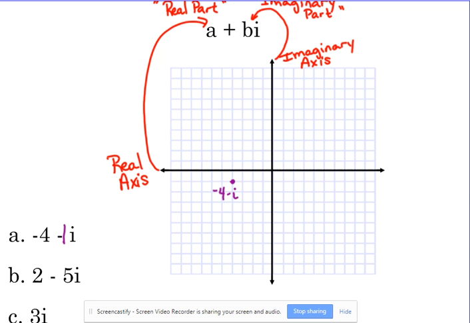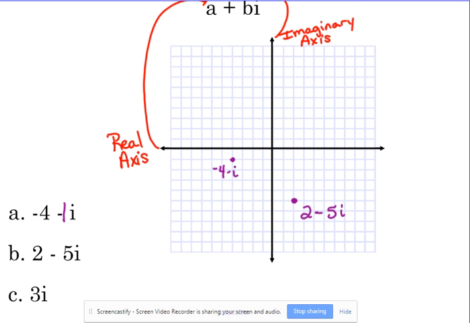So, another example, 2 minus 5i. The real part is positive, so we move right 2. The imaginary part is -5, so we go down 5. And that is the complex number 2 minus 5i. And one more for good measure, if we just have the imaginary part, 3i, then the real part is 0. We don't move left or right, we just go up 3 units. That is the complex number 3i.